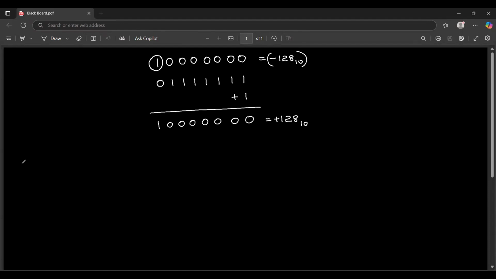Now we are entering part 2 of this video, where we are going to do addition and subtraction using the 2's complement 8-bit system. It's really straightforward. It's not a big thing. First of all, let's focus on addition.